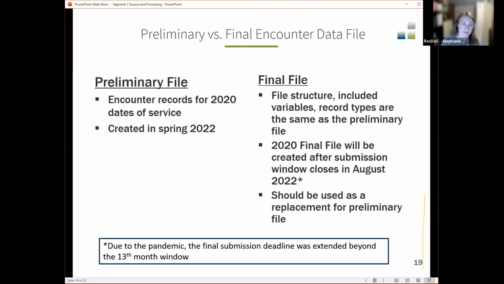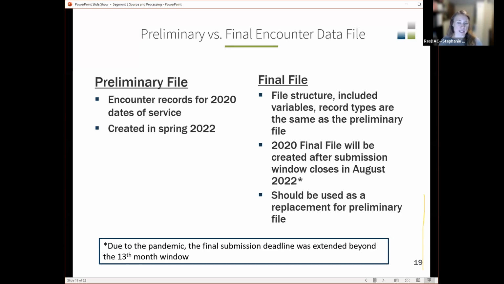So just recently, they released the preliminary file for the 2020 data. CMS does want to make records available in a timely fashion, so they've moved to this preliminary and final file format. The preliminary file will contain all the records for 2020 dates of service, and it was created as of spring 2022. Now, you may say, well, that seems like more than 13 months, and there was a little bit of a shift in the length of time they allowed managed care organizations to submit. So the submission window actually closes in August of 2022 for the 2020 dates of service.